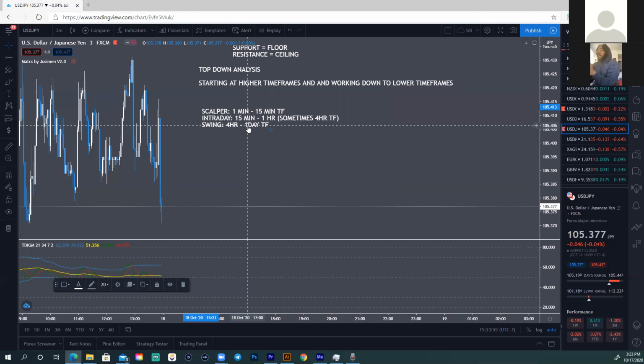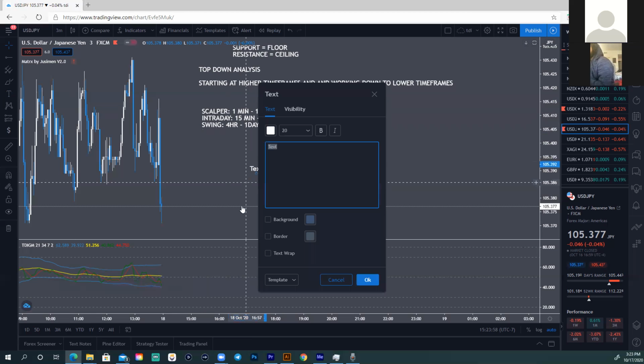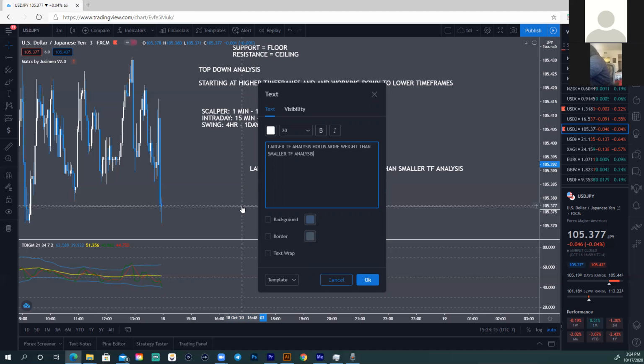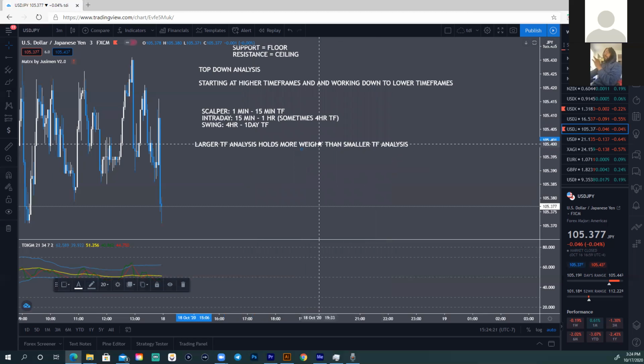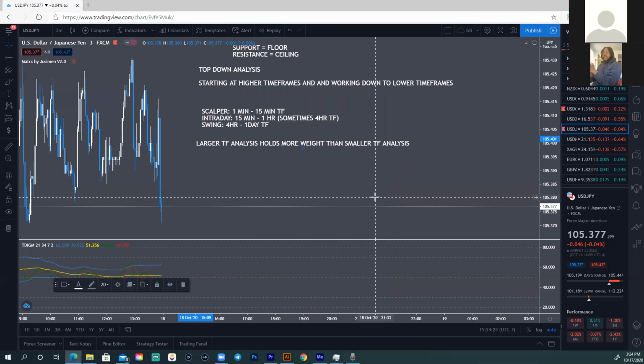The reason I say that is because larger time frame analysis holds more weight than smaller time frame analysis. Larger time frame analysis holds more weight than smaller time frame analysis, and that will always be the case. So you got to understand yourself.